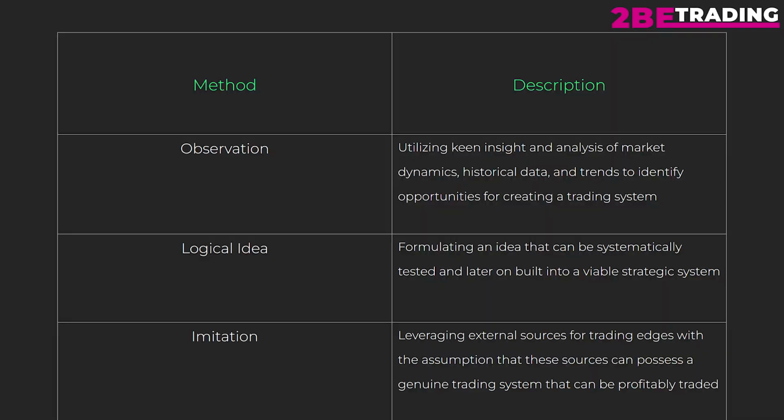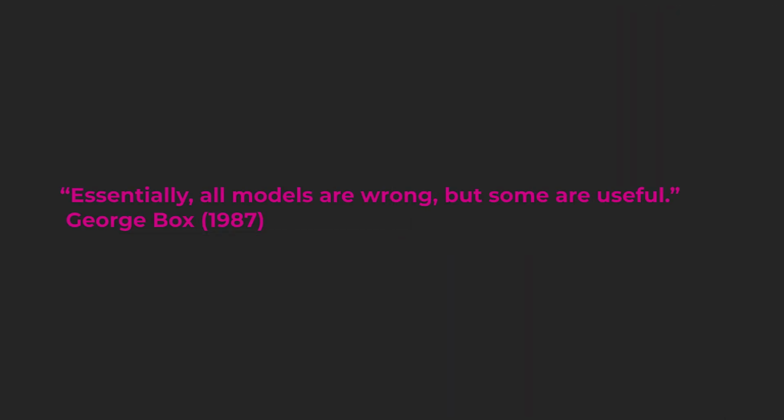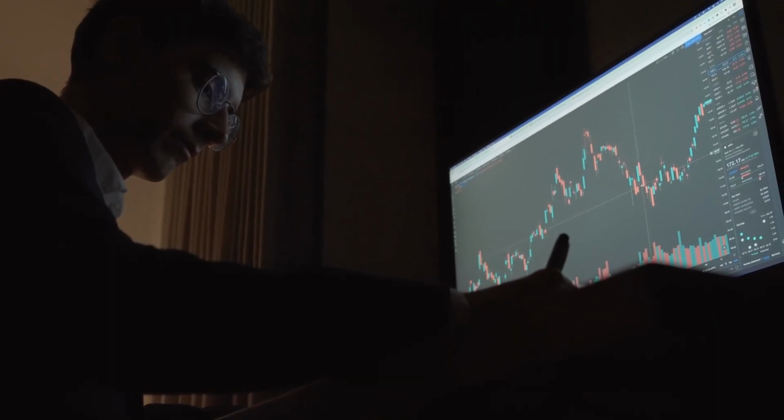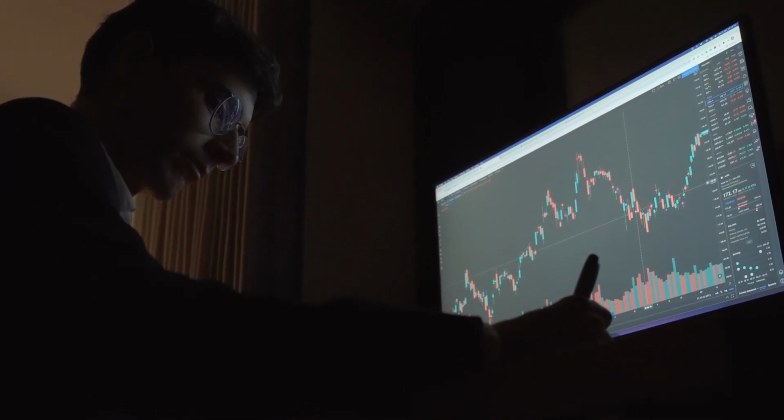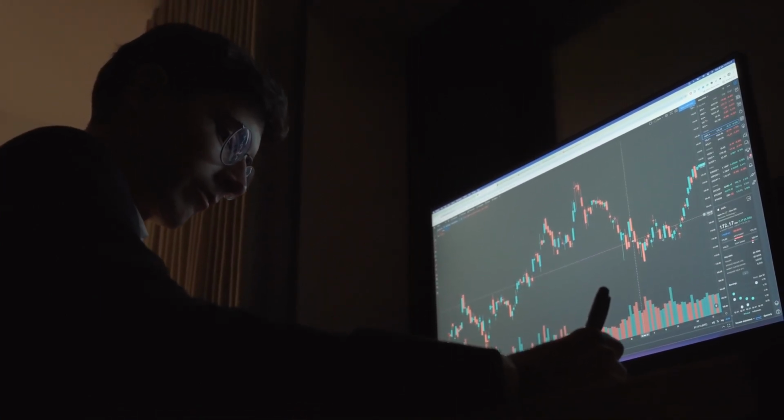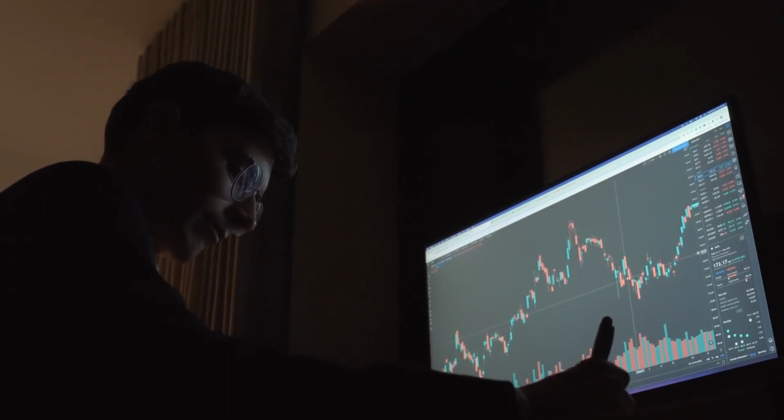Keep in mind that all these methods will likely provide only a slight idea of what to trade or when to trade. Typically, a viable strategy doesn't emerge from just the initial observation, primal idea, or external source alone. Edge is exceedingly rare, and this rarity is what makes trading hard and not everyone profitable. Constructing a system from an idea or a source is a lengthy process that demands many hours of research. It's almost always necessary to delve deeper into the idea and validate whether it truly holds the potential to become a systematic strategy that can be effectively traded.